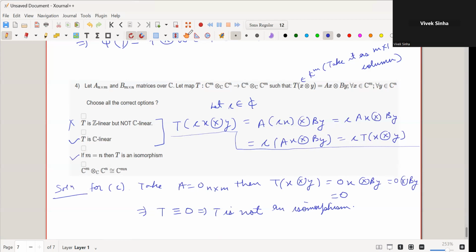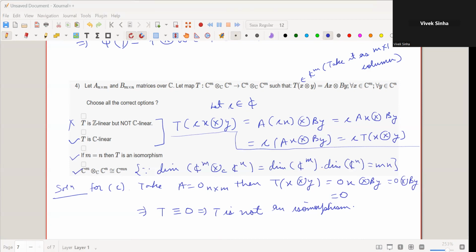So this is correct. Then this is of course correct, since the dimension of Cm tensor Cn is the same as the dimension of Cm times the dimension of Cn, that is mn, and finite dimensional vector spaces of the same dimension are isomorphic, so they are also isomorphic. Okay, so also, quickly paste the next question. We are already running out of time.